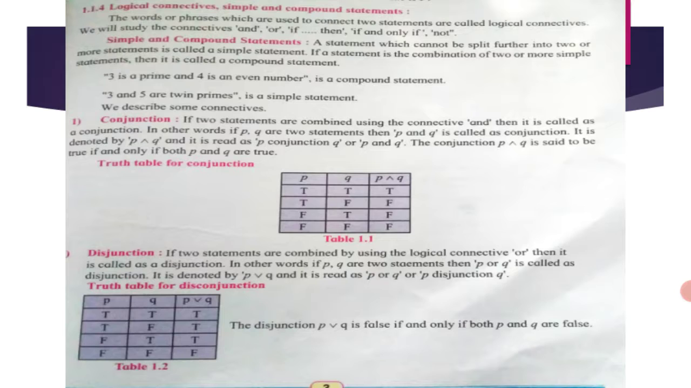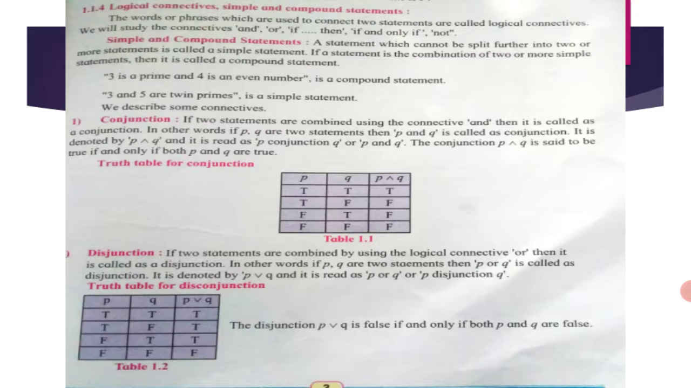In other words, if P, Q are two statements, then P or Q is called a disjunction. It is denoted by P ∨ Q and is read as P or Q, or P disjunction Q. In this table, what we have to remember is that the disjunction P ∨ Q is false if and only if P and Q are both false.